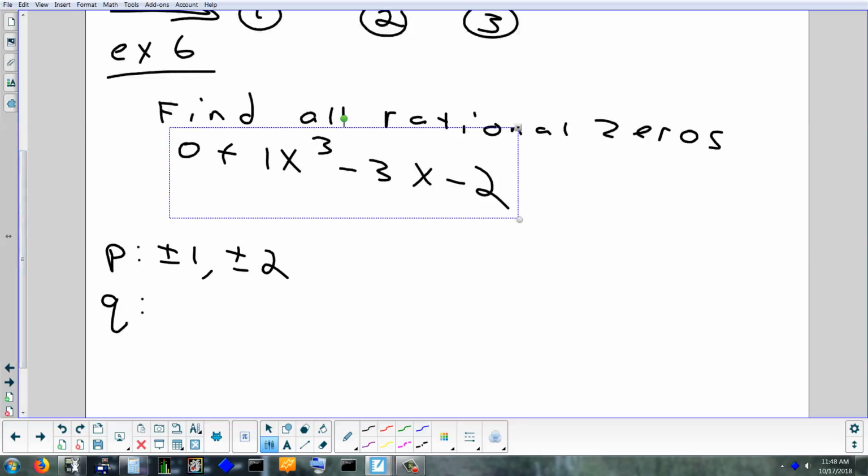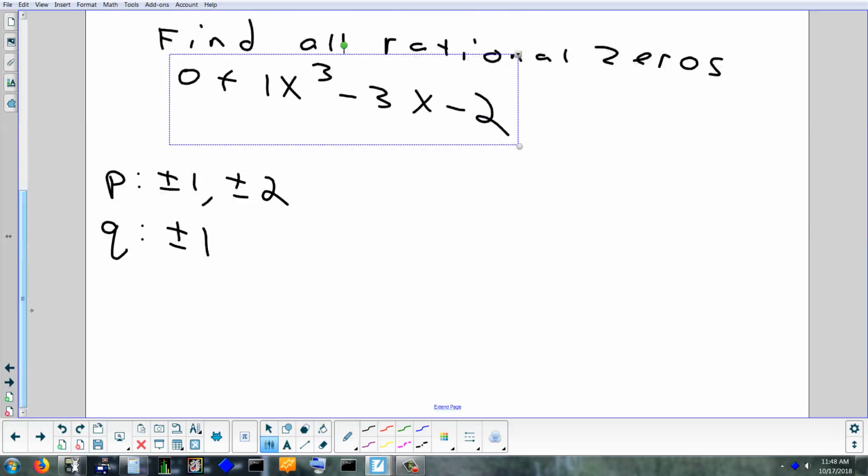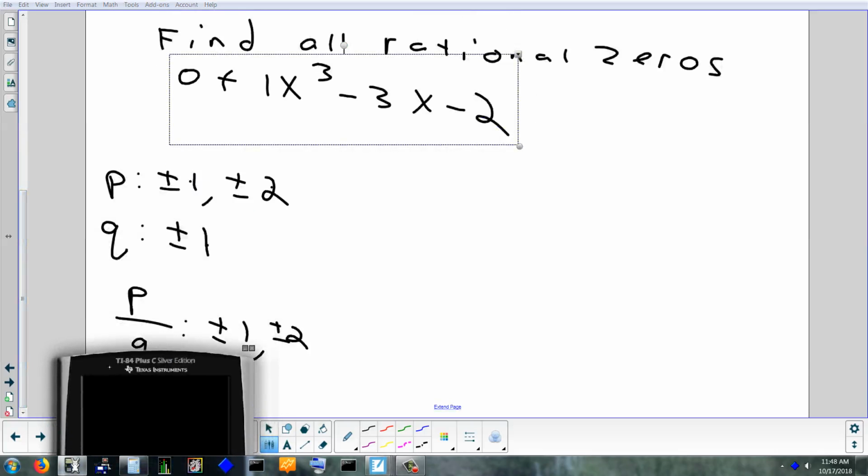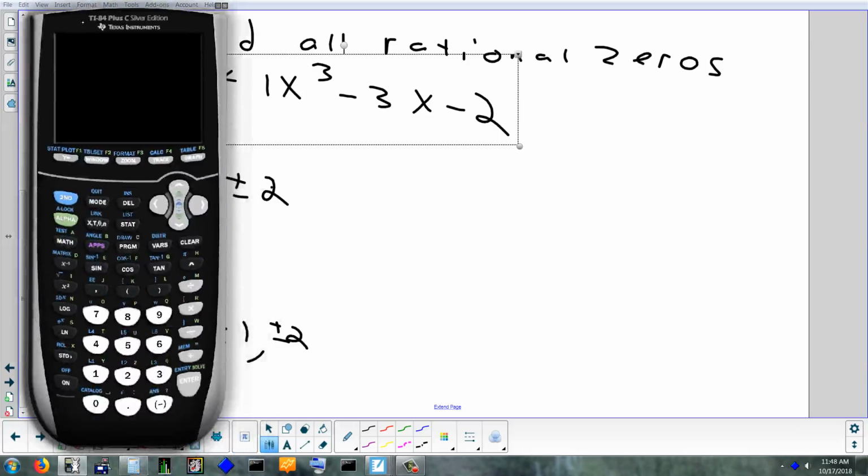What are the factors of Q, which is the number 1? Just plus or minus 1. So when we write out all the different options, there's not that many. Plus or minus 1 over 1. Plus or minus 2 over 1. That's it. So if this is going to have a rational root, it's going to cross the axis in one of these 4 spots. Plus 1, minus 1, plus 2, minus 2. Now I'm going to use the graphing calculator to figure out if it is one of those 4.